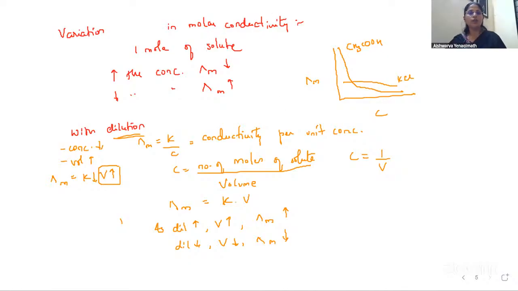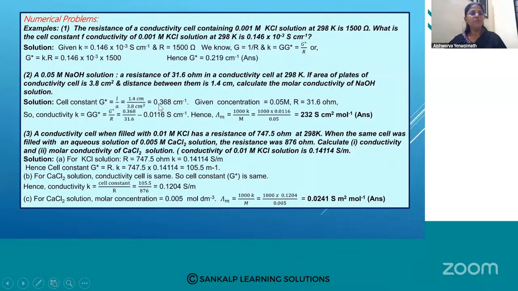Fine. So here they have taken a numerical. You can see here. I'll take the second one, it's easy. You all will do it. I'll just tell you how it can be done. A 0.05 molar NaOH solution has a resistance of 31.6 ohm in a conductivity cell at 298 Kelvin. If the area of the plates of the conductivity cell A is 3.8 cm², and the distance between them is 1.4 centimeter, calculate the molar conductivity of NaOH.